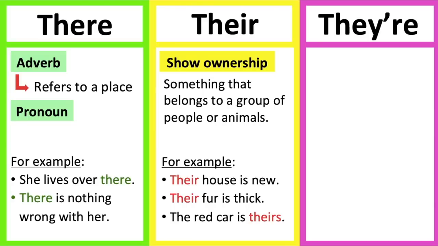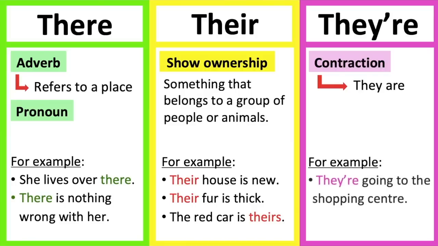They're. They're is a contraction of the words they are. A contraction is a shortened version of a word, and we usually put an apostrophe where the letter is missing. For example, they're going to the shopping centre. They're nice shoes. Or we can say, they are nice shoes.